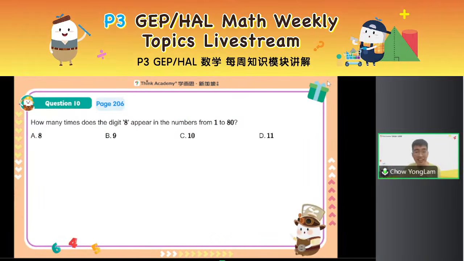Okay, now with that, this is a simple one because at least I didn't go to the hundreds, right? How many times does the digit 8 appear in the numbers from 1 to 80? Now this is page 206. Let's take a look, right?